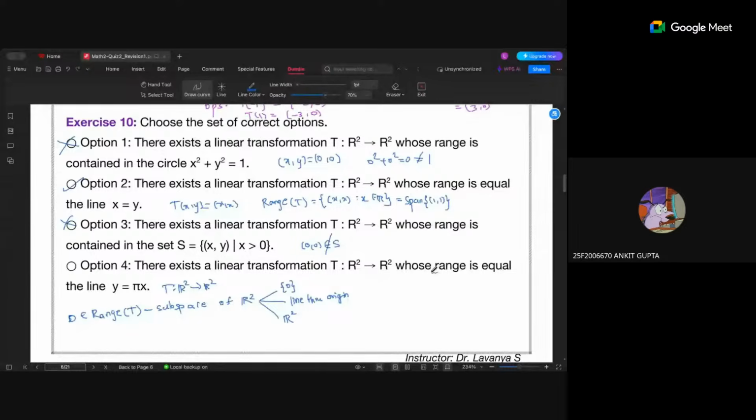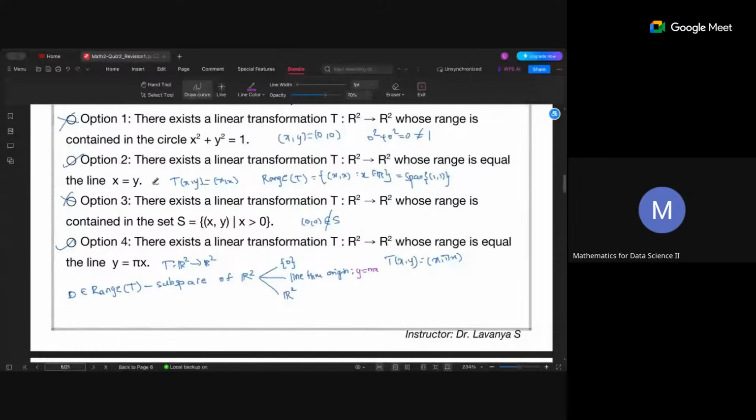Okay. What about option 4? Yes, ma'am, it could be true. So in that case, what is your T of x comma y exactly? x comma pi x. Okay, so this is possible. Remember, for a line through the origin, what is the equation it will have? y is equal to mx.